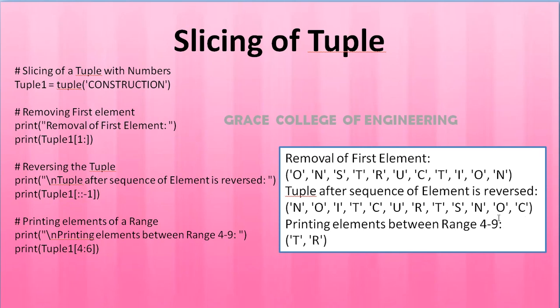The next is printing the elements based on a particular range. It starts from 4 and ends with 6. Already you know the starting index will be included but the ending index will not be included. So 4 and 5 will be taken, that is T and R.